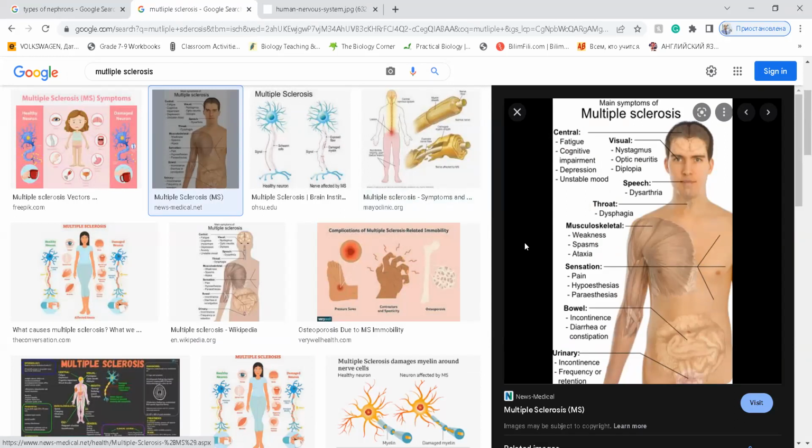So multiple sclerosis, is it a rare disease? Yes, of course, it is a rare disease. And the reason here is autoimmune disease. Do you remember autoimmune disease? We learned one example, diabetes type 1. In this case, we don't know the main reason, but some white blood cells are attacking the Schwann cells. As a result, they destroy them, and myelin sheaths will be destroyed. They have these consequences: visual problems, speech problems, musculoskeletal problems like weakness and spasm, sensation problems, and urination problems. It affects many parts of the body.